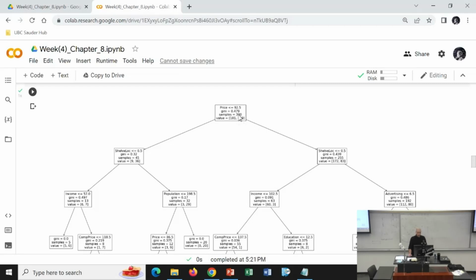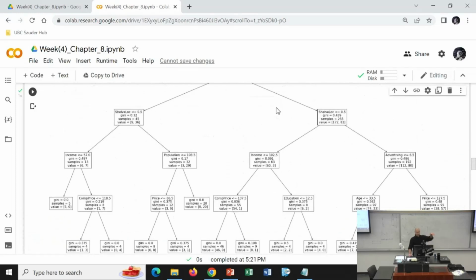So let me explain. There are 300 data points at the beginning. Then we make one split, which is these two lines. It's the result of one question. And those 300 data points become these 45 data points and these 255 data points. So these two numbers add up to 300. Also 9 plus 172 add up to 181.